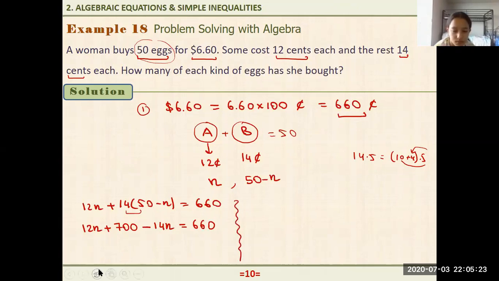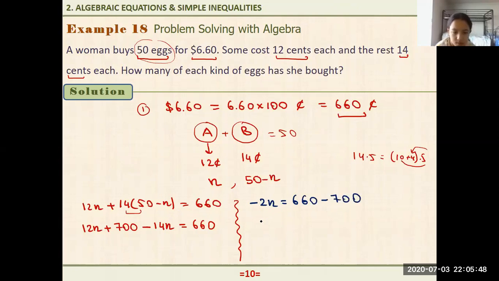Okay, so now let me continue from here. We should simplify. What is 12n minus 14n? Negative 2n. Very good, negative 2n. And we should take this 700 to the right hand side, right? Because it's a constant number. So here we have 660 minus 700.